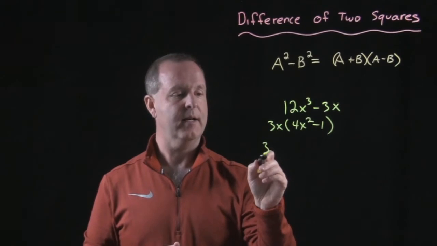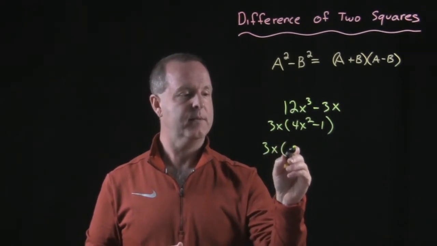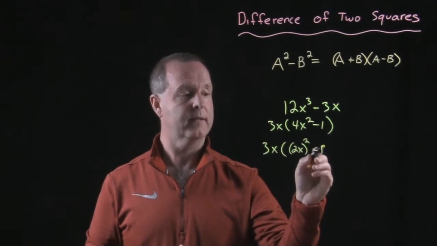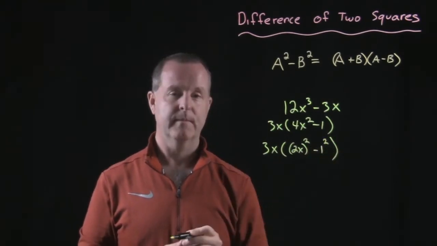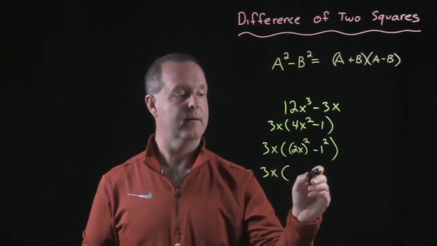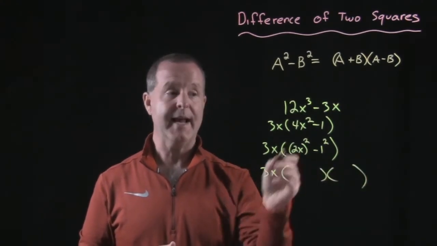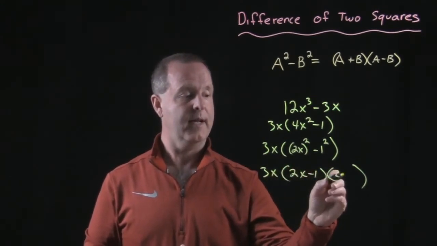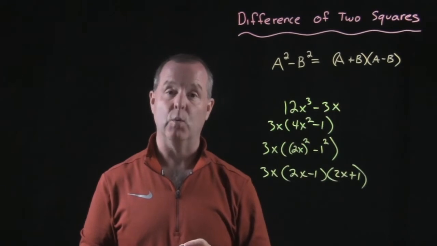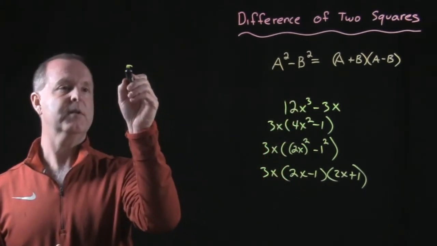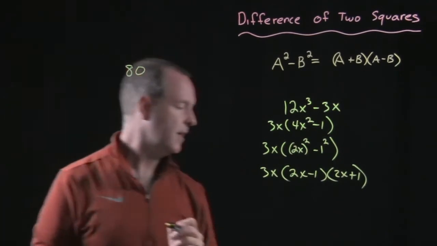And I can rewrite it if you would like. This becomes a 2x squared minus a 1 squared. And now I can see those two squares a little bit easier. So my factorization becomes the original 3x that I pulled out first, then a 2x minus a 1, and a 2x plus a 1.